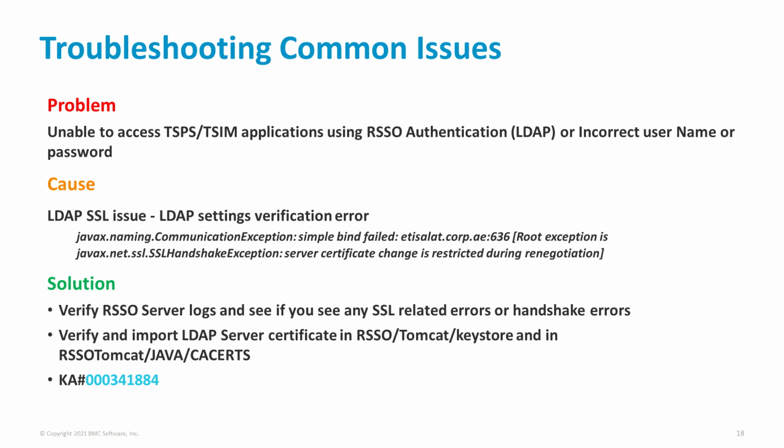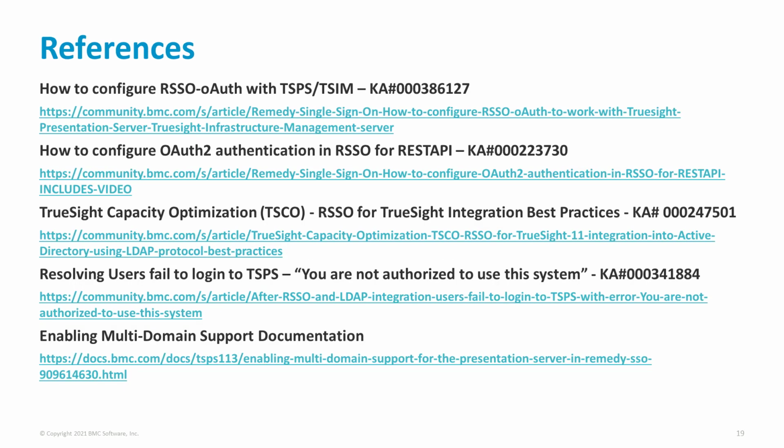You can also face few issues during LDAP authentication while logging to TrueSight console. The main or the most common cause which we have seen is LDAP server certificate issue. Either the certificates are missing, certificates are invalid, or those are expired. So you need to make sure that on RSSO server you have the correct and valid LDAP server certificate imported in RSSO Tomcat key store as well as in Tomcat Java CA certs. We have also listed few useful references which you can follow up on after this webinar.